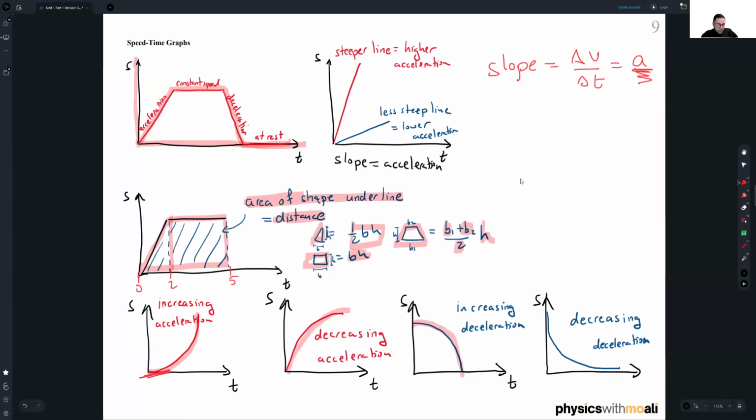But this is called increasing acceleration because it's accelerating, but the slope's increasing. So increasing acceleration. This is called decreasing acceleration because it's still accelerating, but the slope is decreasing. This is called increasing deceleration because it's getting steeper. This is called decreasing deceleration because it's still deceleration, still slowing down, but the slope is getting less steep. All right?